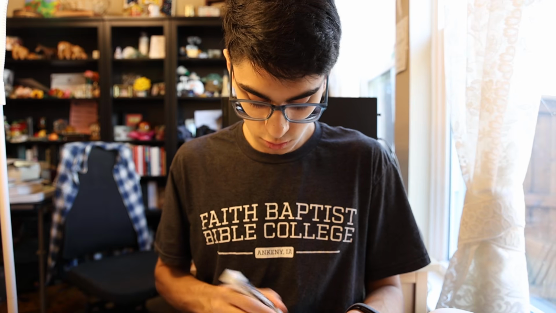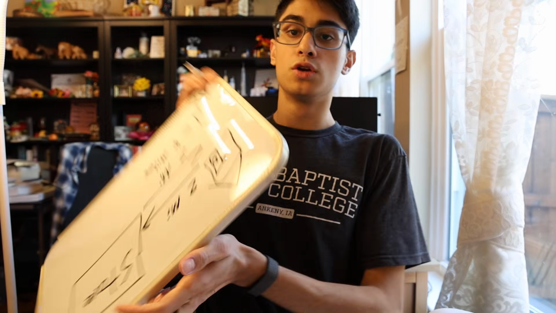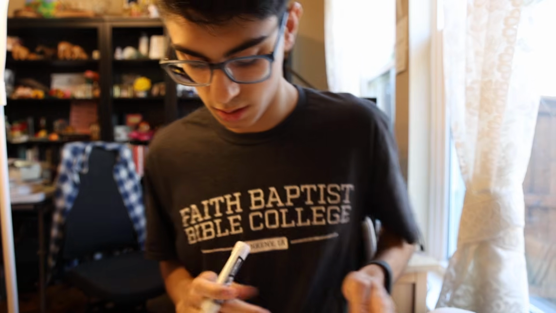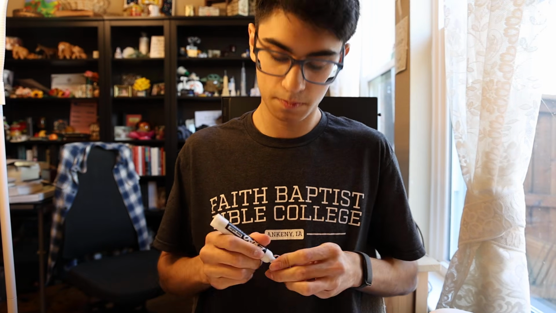And your displacement, written as delta x, that is triangle x right there, what do you think the displacement will be? Will it be 4? Will it be 6? The displacement is the change in the object's position. You start at your house and you end at your house. What's your change? For this hypothetical, it would basically be 0. So 0 miles would be your displacement.